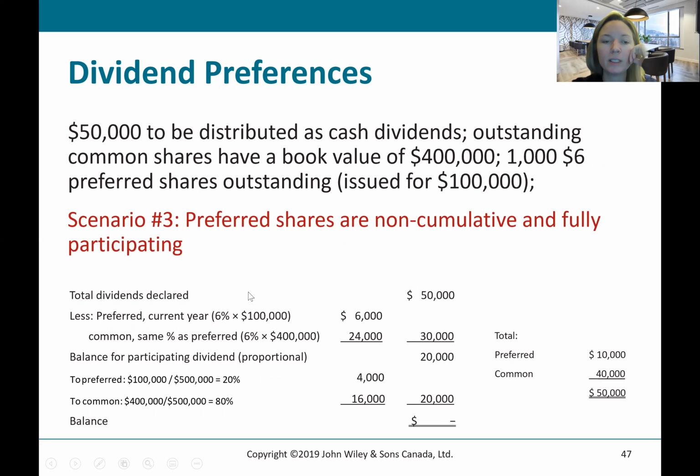Okay, one more scenario here where we've got $50,000 to be distributed as cash dividends. Same example here, and then it says preferred shares are non-cumulative and fully participating. So if they're non-cumulative, it means there's no catch-up. So in the previous question, we had been told that they hadn't paid out the preferred share dividend for the past 2 years. Well, here they're saying they're non-cumulative, so they don't get a catch-up, but they are fully participating. So it means that of the 50,000, the preferred shareholders and the common shareholders need to proportionately share in that equally. And we use the book value of the shares as the basis.